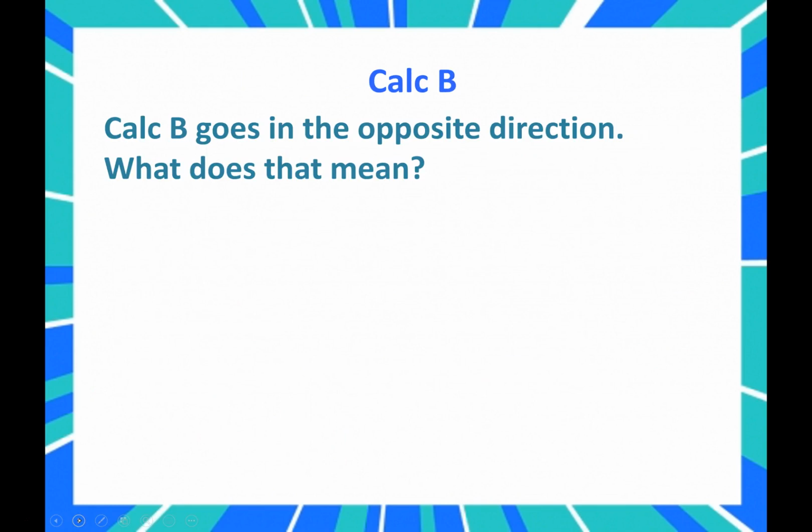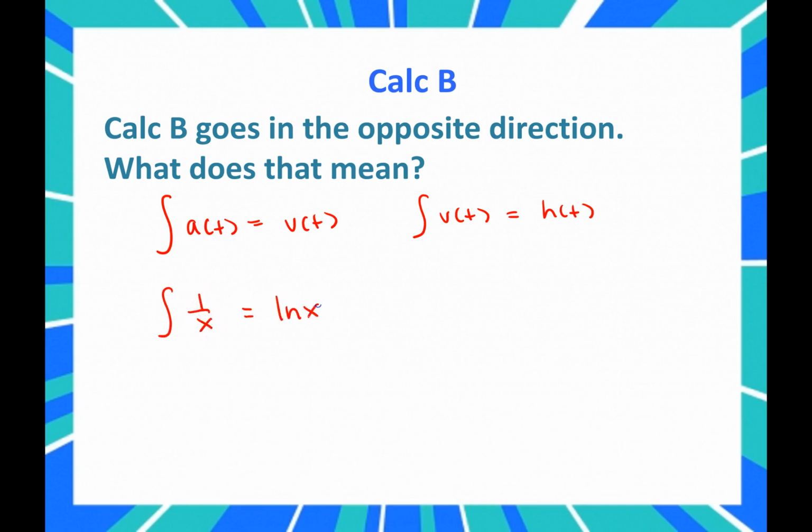So Calc B goes in the opposite direction. What does that mean? Well, we've talked about that a little bit. We mean basically if I had the integral of acceleration, it gives me velocity. If I had the integral of velocity, that would give me the position function, which we can either use h or p there. This is oversimplified, but the integral of 1 over x is going to be equal to ln x, because the derivative of ln x is 1 over x. And again, this is just an intro, please don't panic.